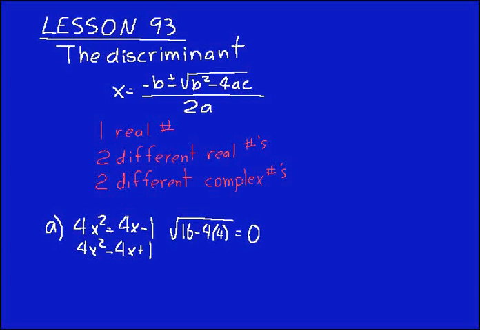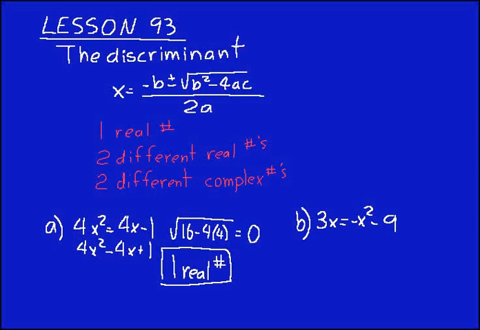And so that's not our answer. What we want to do is tell what type of solution we will get. And so since the discriminant is 0, that means we would get a single real number. That's what we write down for the answer to that problem.